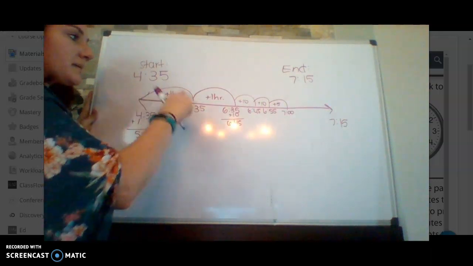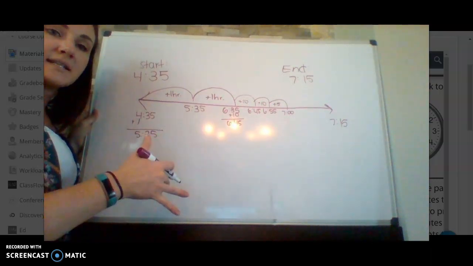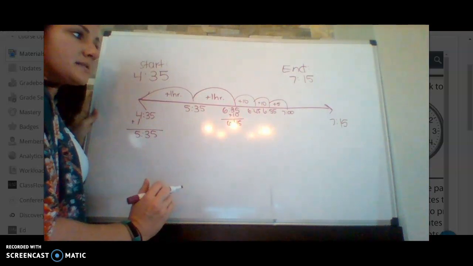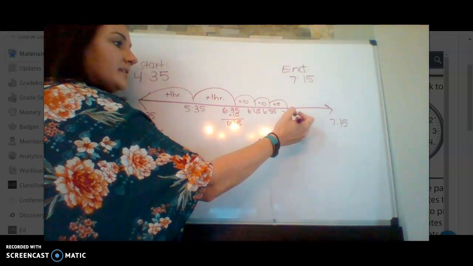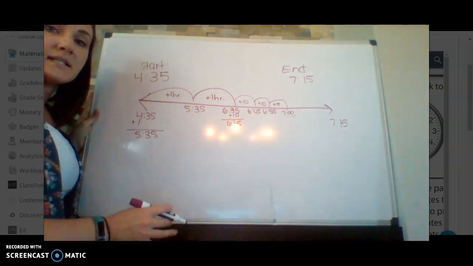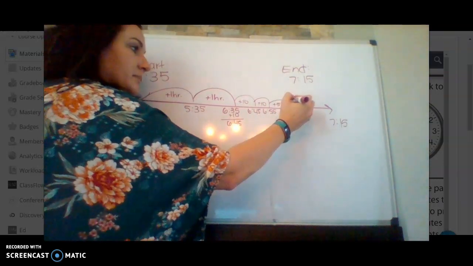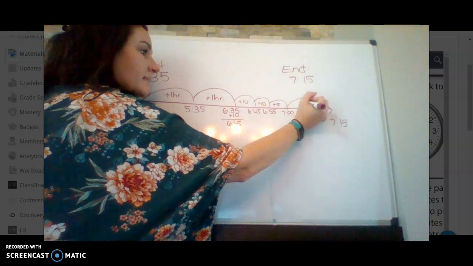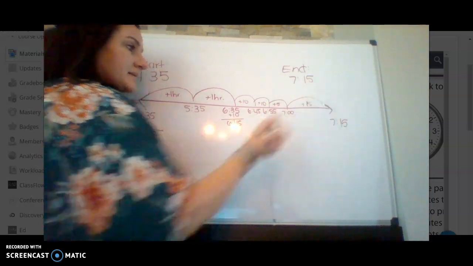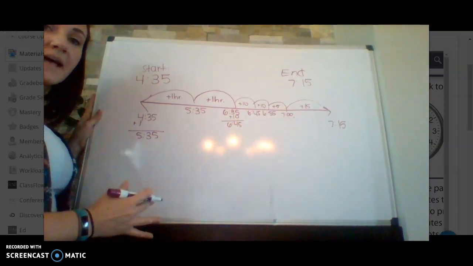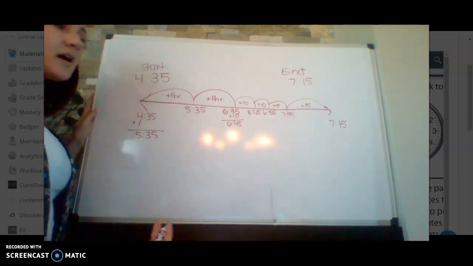Notice how I'm jumping my hours a little bit bigger so that I can tell the difference, and my minutes a little bit smaller. So now, from 7 o'clock to 7:15, how many minutes pass? It would be 15 minutes. All right, so now what I have to do is add all of these together.